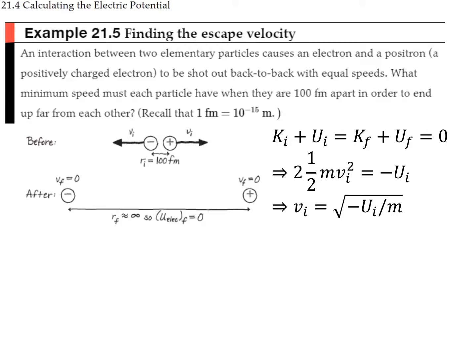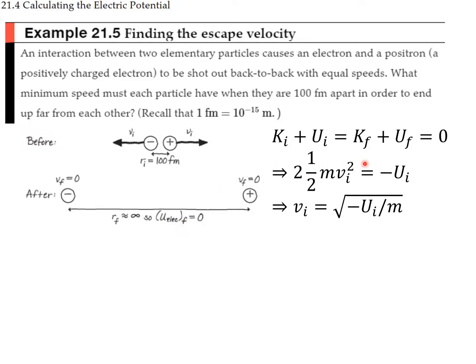Summarizing, we initially have two charges separated by 100 femtometers. A femtometer is 10 to the negative 15 meters, and they have some velocity. And you want this velocity to be such that they will separate, and when they are far away, they don't come back. So you want the velocity far away to be 0, both of them, and of course the potential energy should be 0 when they are separated far away.